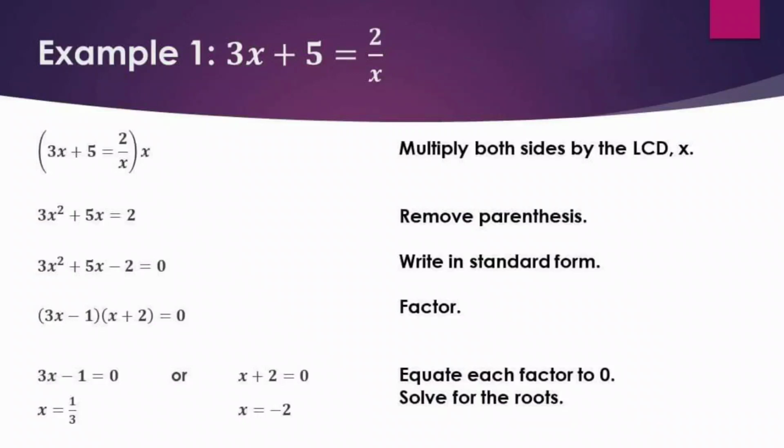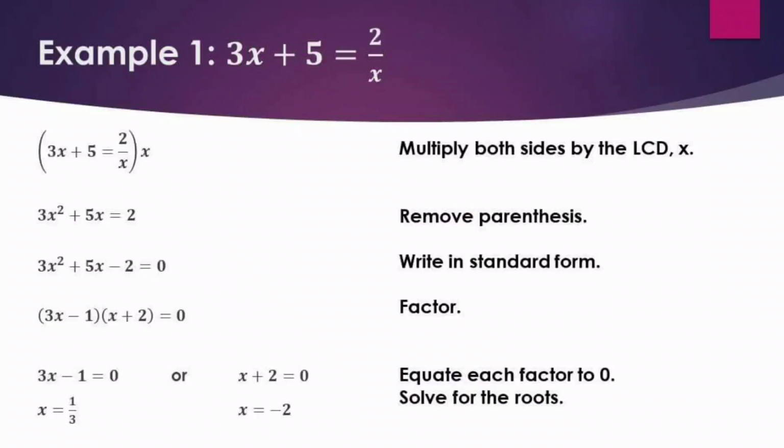Now, we have 3x plus 5 equals 2 over x times x. Given this, our first move will be multiplying our x to every term in the equation. 3x times x is 3x squared plus 5 times x is 5x equals 2 over x times x is 2. After removing the parentheses and simplifying the expression, we should write it in its standard form. We will have 3x squared plus 5x minus 2 equals 0.